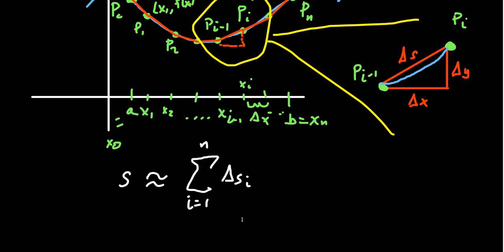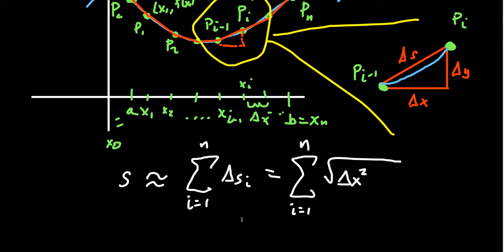Now, our goal is to be able to calculate an integral from this. And so we have a sum. This isn't quite a Riemann sum yet, but we're getting closer here. Using the substitution from the Pythagorean equation, this sum could be broken up as the sum from i equals 1 to n, and then we take the square root of delta x squared plus delta y squared.